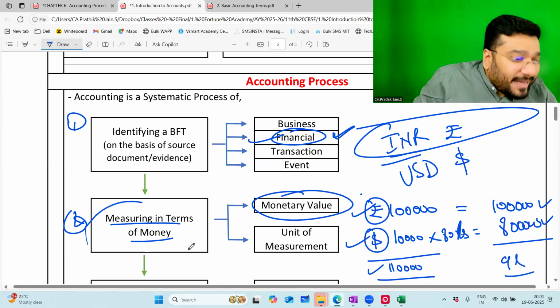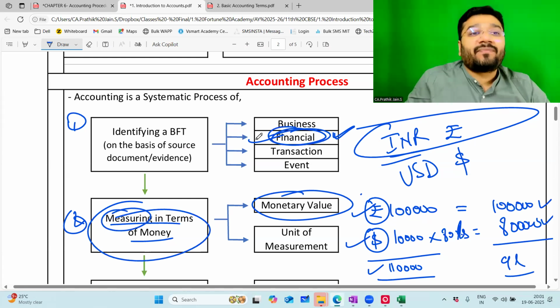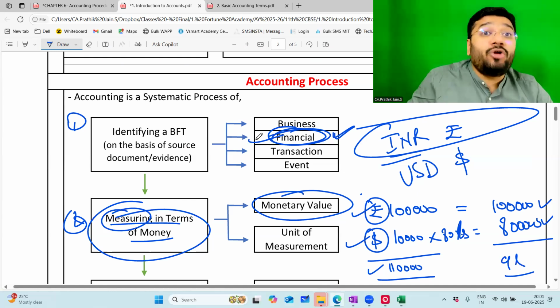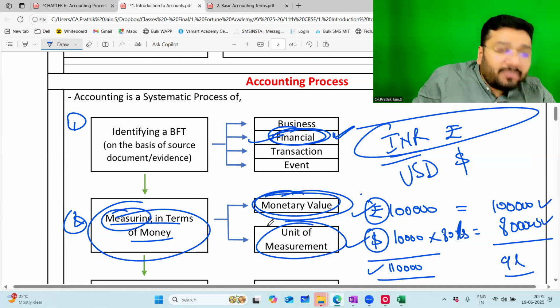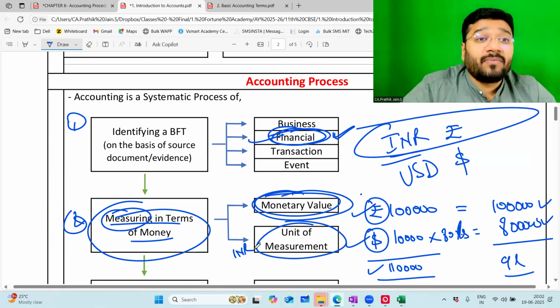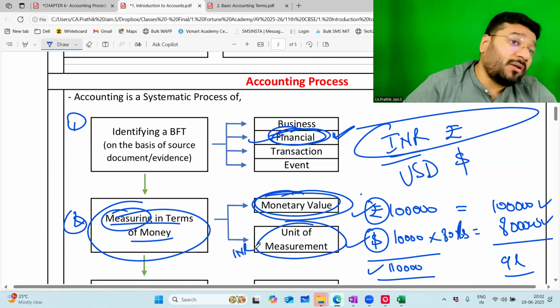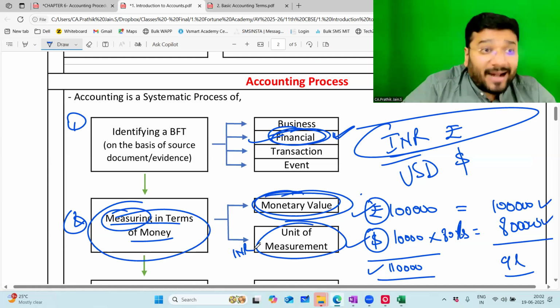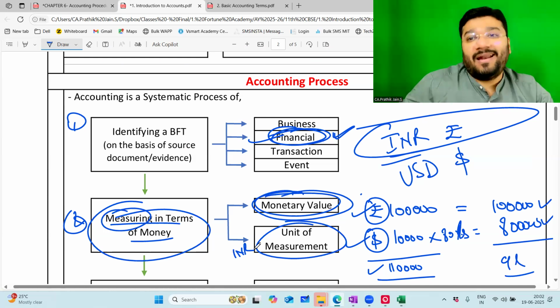So now the second step teaches you how you measure this finance. How do you measure in monetary terms? So you should have a monetary value, very true. And the unit of measurement should be common, which is INR. So what is the first step of the accounting process? Accounting is the systematic process of identifying a business financial transaction or business financial event. And that transaction, what you're about to record, should be measured in terms of money. And that measurement should be INR.